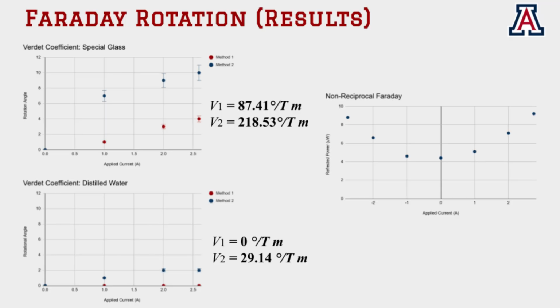For the glass rod, the rotation increased in a straight line with current, just like theory predicts. We measured Verdet constants at about 87 to 218 degrees per Tesla meter, depending on the method. For water, the rotation was much smaller, which is expected because water has a weak magneto-optic response. The non-reciprocal test also worked. The reflected power increased when the current went up, showing the isolator effect. Overall, the results followed the expected trends very well.